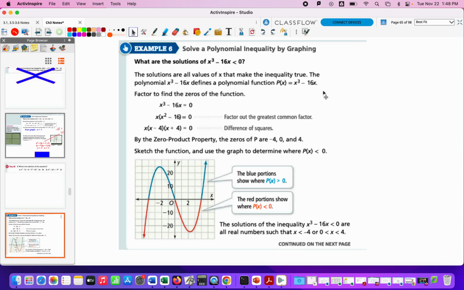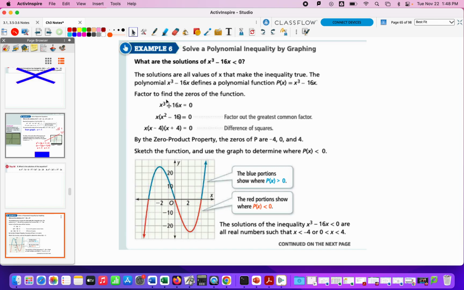The last idea is getting into an inequality. The good news is you actually have seen this before back in chapter 1. Essentially, I just need to graph this and figure out when it is less than 0, meaning when it is negative or below the x-axis. So we've done that before.